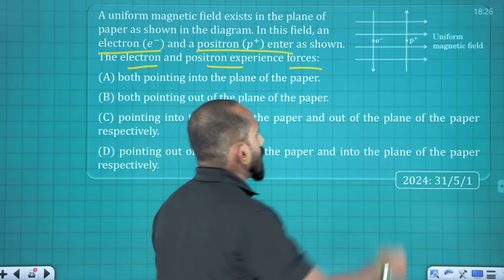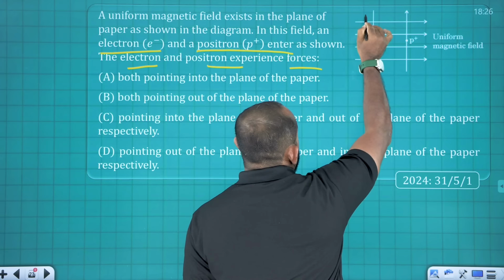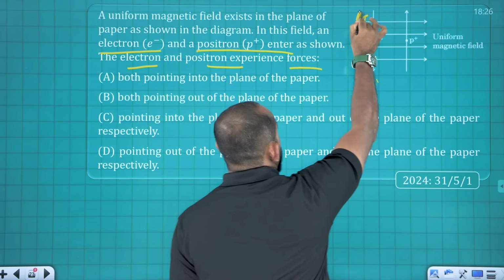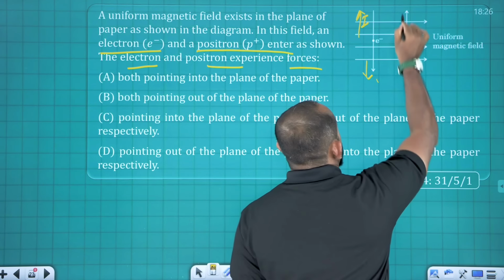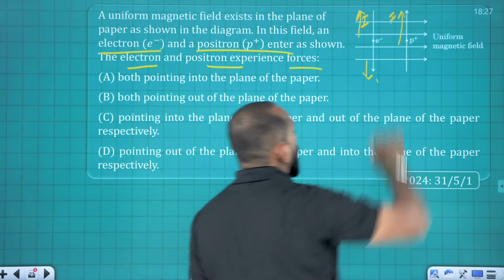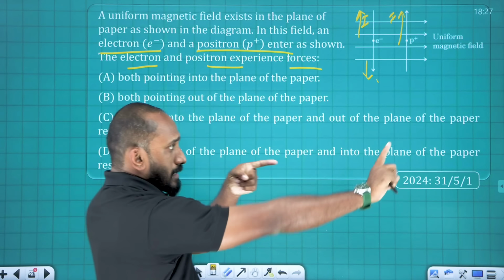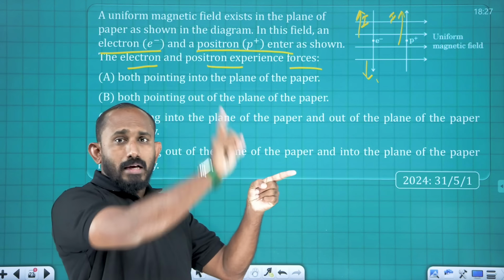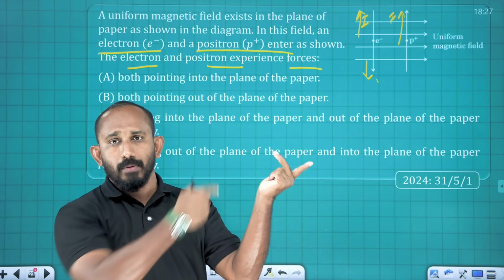Here, the electron is moving downward, so the current I will be in the upward direction. Then the positron is moving upward, so there also the current will be in the upward direction. The magnetic field is along that direction. Current in the upward direction, middle finger upward. Then you move the thumb, and that thumb is into the board, or into the page.